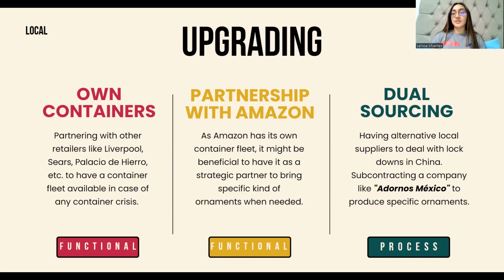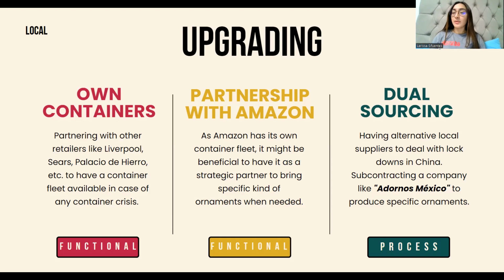And the last proposal is dual sourcing, which extends to having alternative local suppliers to deal with lockdowns in China, like the one that happened with COVID, and focusing on America to have local suppliers, mostly, if not in the United States, maybe in Canada or Mexico, where they don't need to transport the items by water, and also subcontracting a company like Adornos Mexico to produce specific garments.